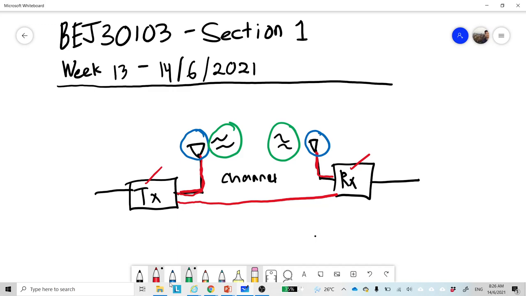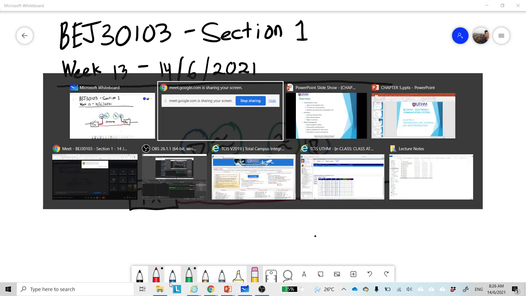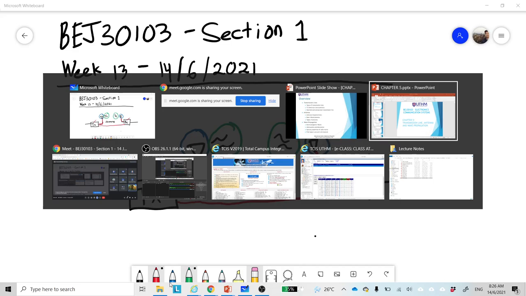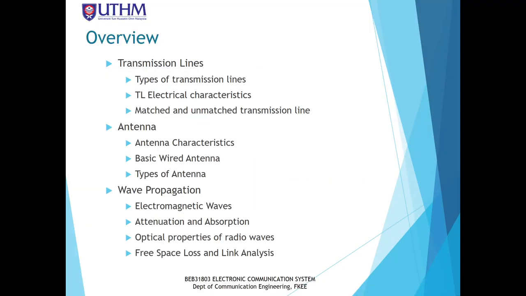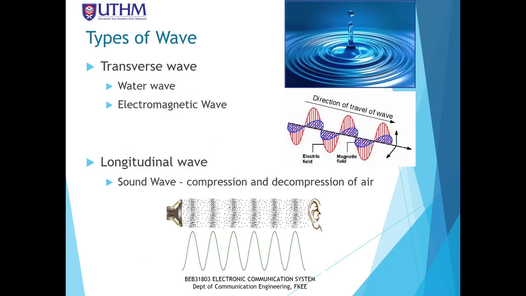Okay, so I go back to the slides. If you see from the slides, the types of waves: transverse wave. What is a transverse wave? For example, a water wave and also electromagnetic waves. So these are types of transverse wave.